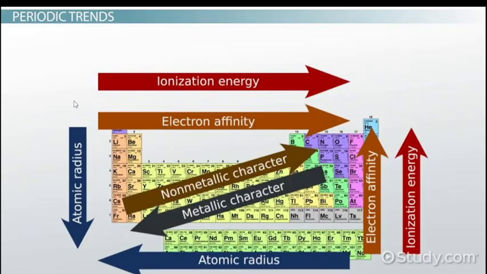So, periodic trends: from left to right in the periodic table, the ionization energy increases and electron affinity also increases. From top to bottom, the atomic radius increases. From right to left, the atomic radius increases. The metallic character also increases from right to left, and non-metallic character increases from left to right. This is overall the periodic trends of the elements.